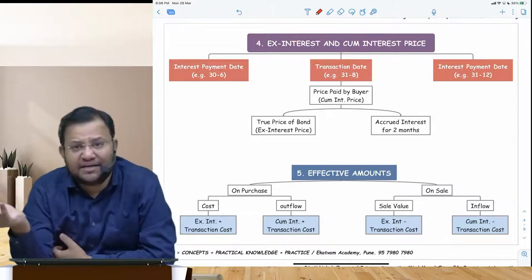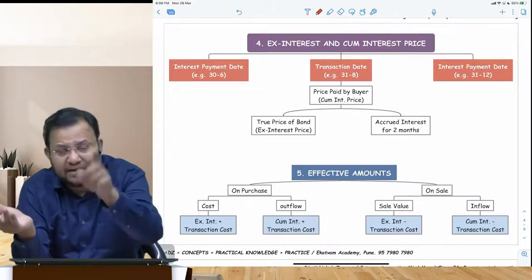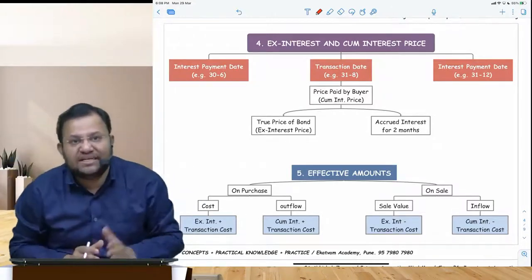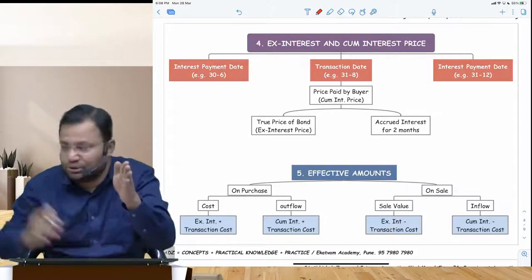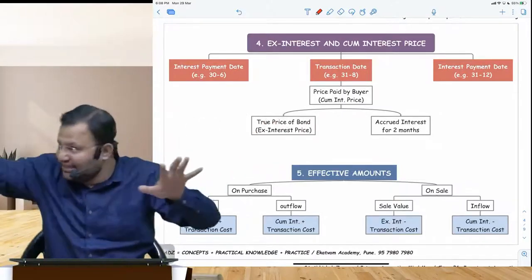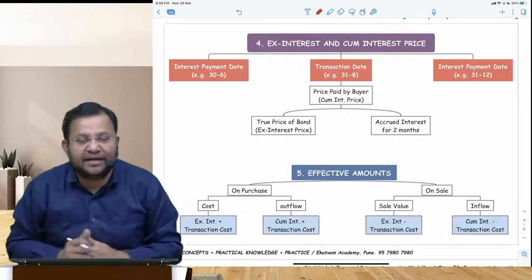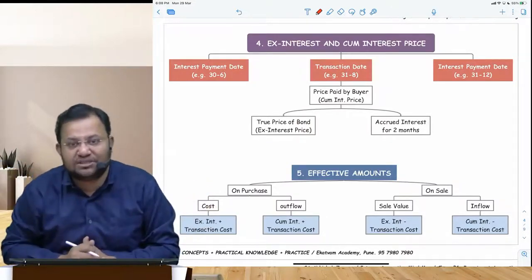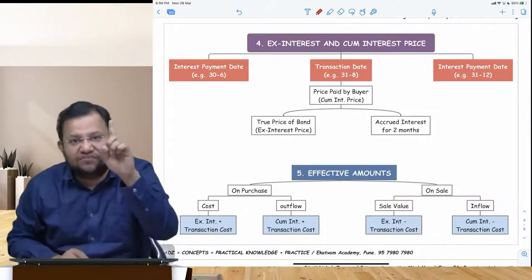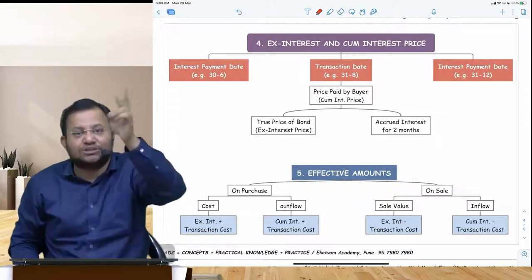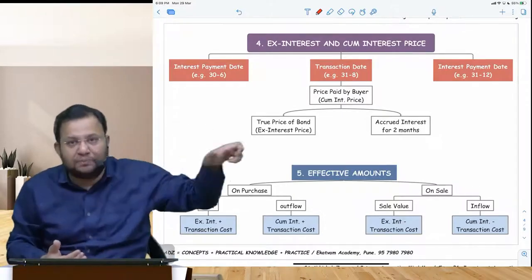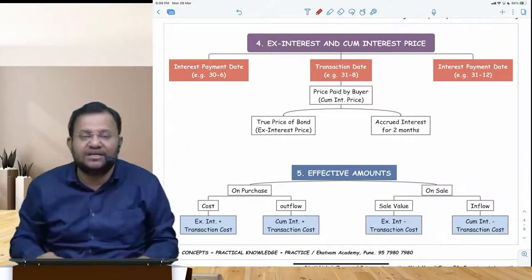Transactions can happen at any point of time, but the interest payment by the company is only on the record date. So the company says we will pay the interest on 30 June and 31st December only, for the first 6 months and the next 6 months. But transaction can happen at any point of time. Let's say transaction takes place on 31st August. So when a transaction takes place on 31st August, interest for July and August has already been accrued. So the buyer of the debenture has to pay the true price of the debenture plus the accrued interest for 2 months.